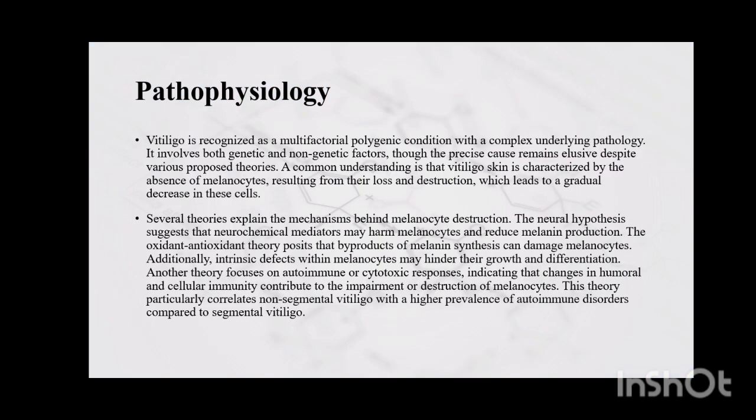Pathophysiology. Vitiligo is recognized as a multifactorial polygenic condition with a complex underlying pathology. It involves both genetic and non-genetic factors, though the precise cause remains elusive despite various proposed theories. Several theories explain the mechanism behind melanocyte destruction. The neural hypothesis suggests that neurochemical mediators may harm melanocytes and reduce melanin production. The oxidant theory posits that byproducts of melanin synthesis can damage melanocytes.